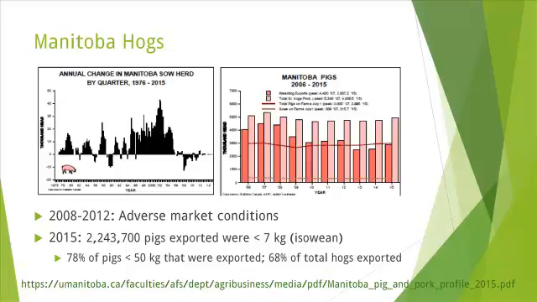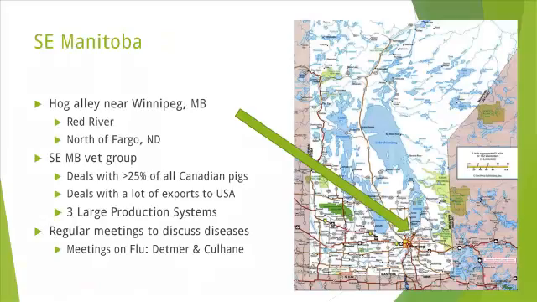But just to point out, in 2015, 80% of the pigs being exported were iso-weaned pigs. So these are recently weaned pigs that are going across the border for the most part. And where is most of the production? At the end of that arrow is where some people call it Hog Alley. It's near Winnipeg. And for those of you who are geographically challenged, it's north of Fargo and the Red River Valley that floods every year. So that's kind of where all the pigs are coming from.